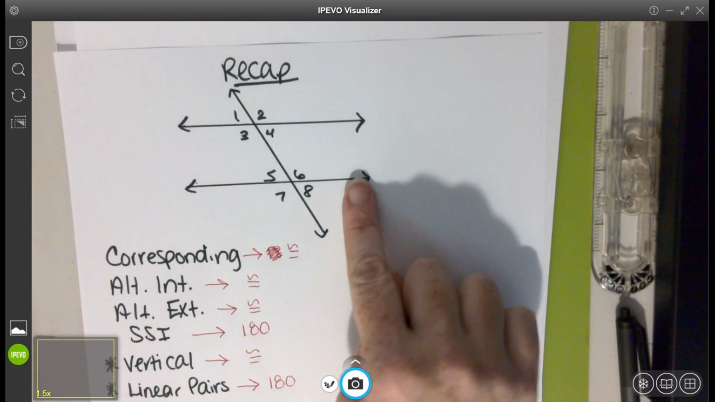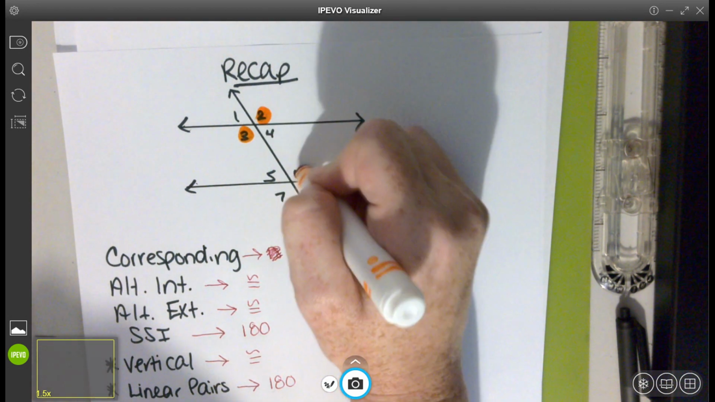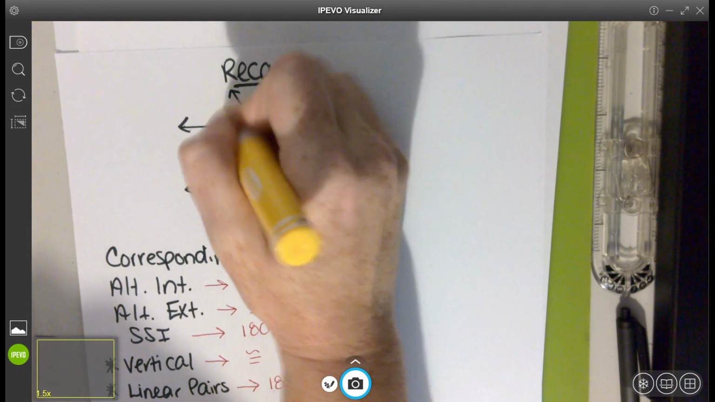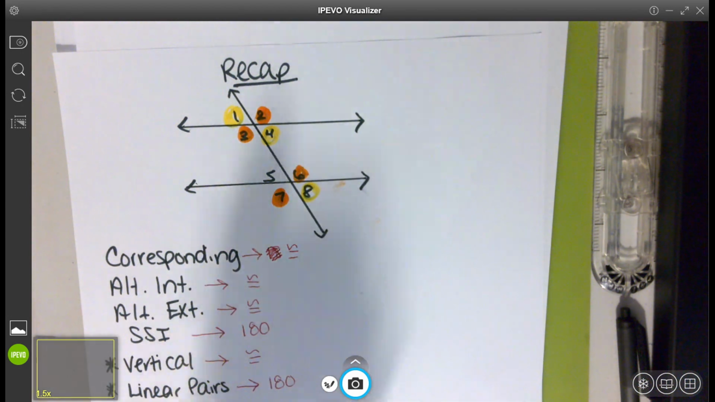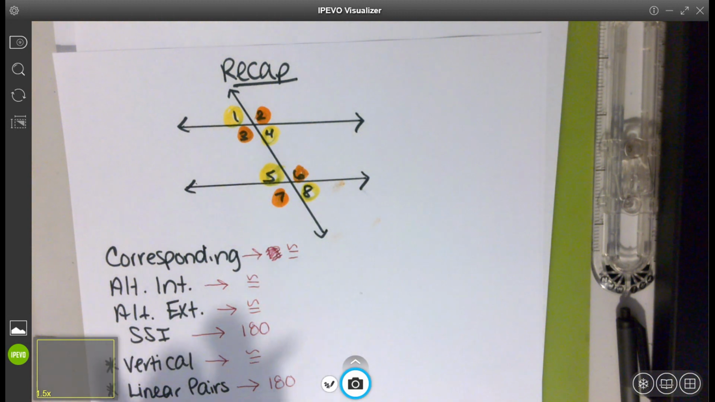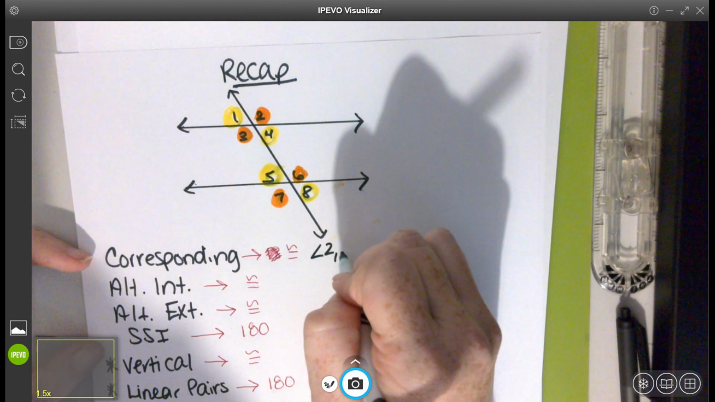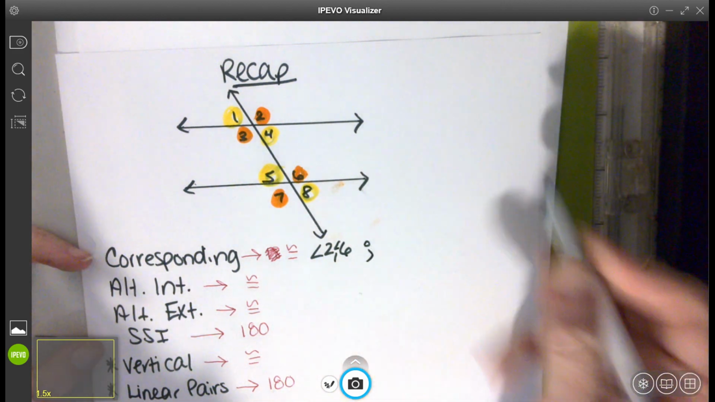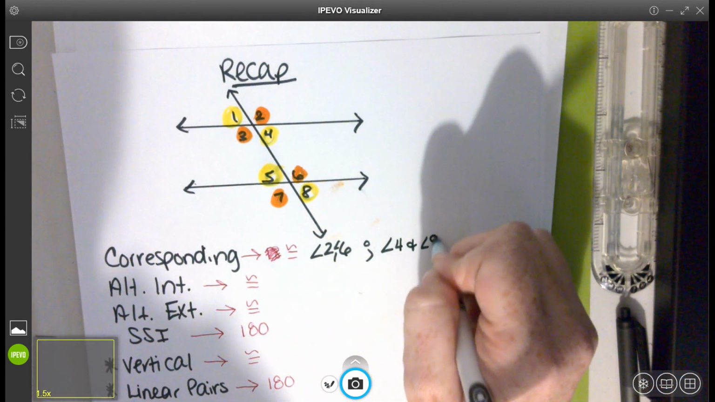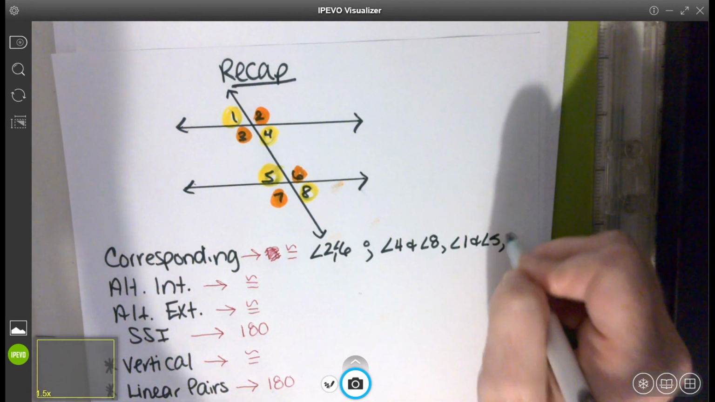So looking at this diagram to color a little more, again, I'm coloring for a purpose. So I'm using two colors for this situation. So for corresponding, again, remember that's the same seat. So corresponding, I would have 2 and 6. I could have 4 and 8. I could have 1 and 5. And 3 and 7.